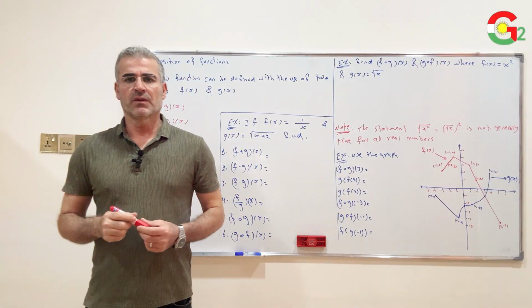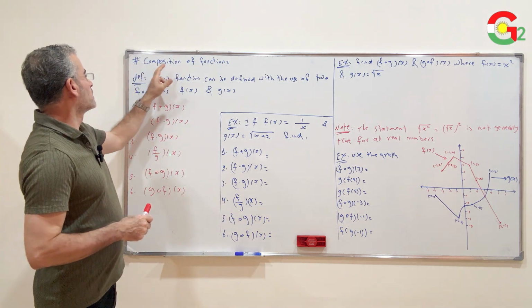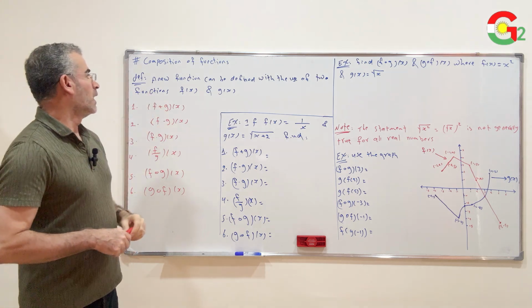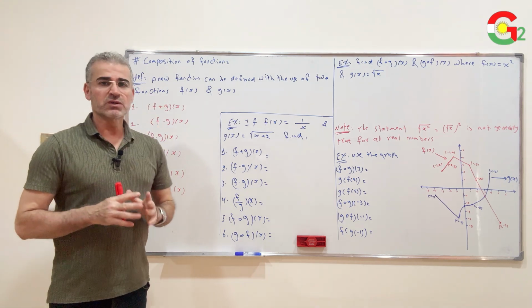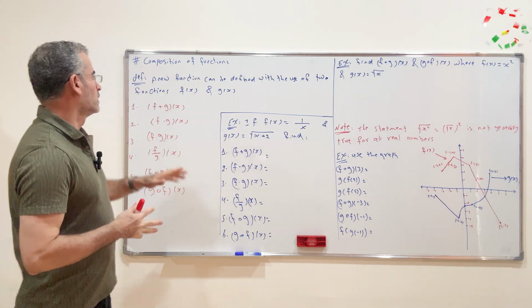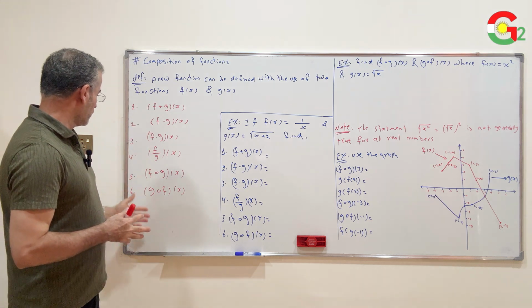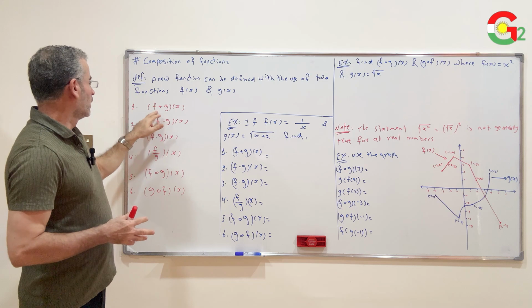Hello everyone. The headline of today's lesson is composition of functions. Definition. A new function can be defined with the use of two functions, f of x and g of x. We can generate 6 new functions from f of x and g of x and more.